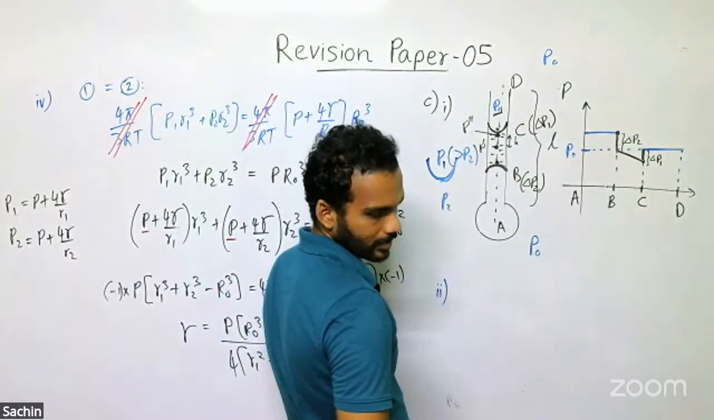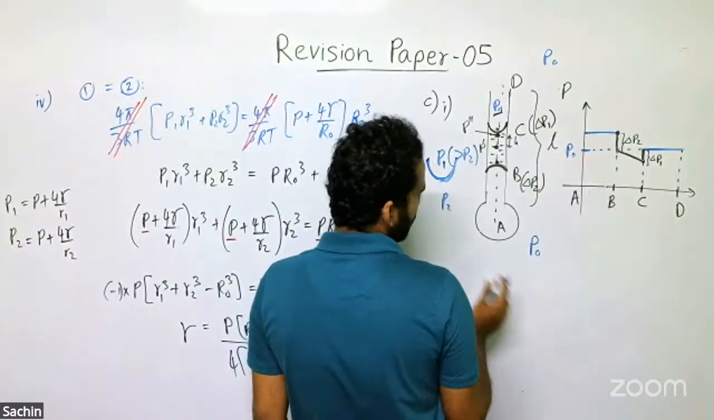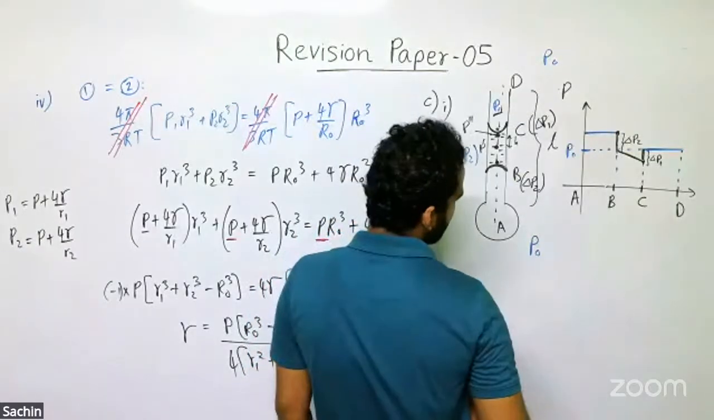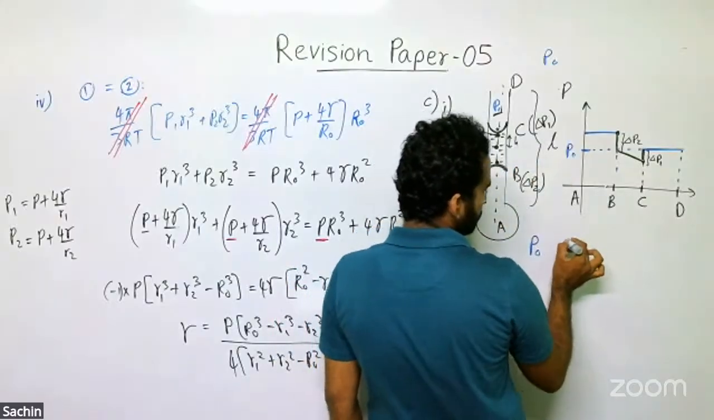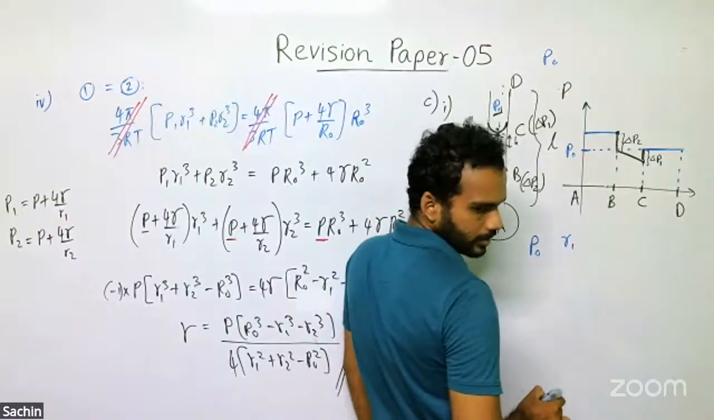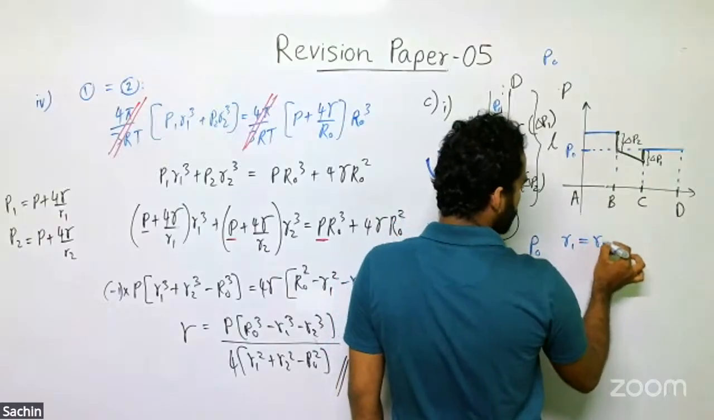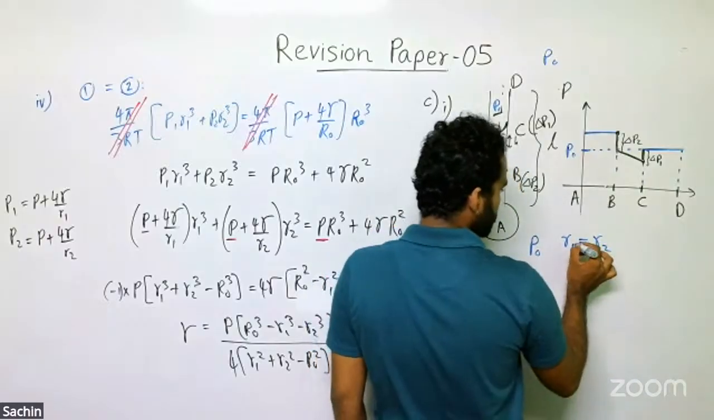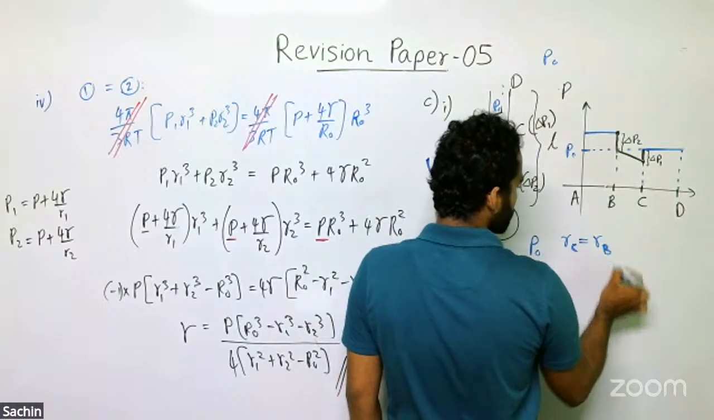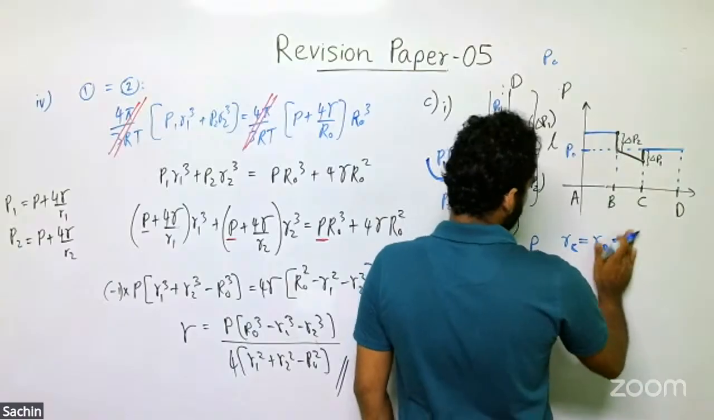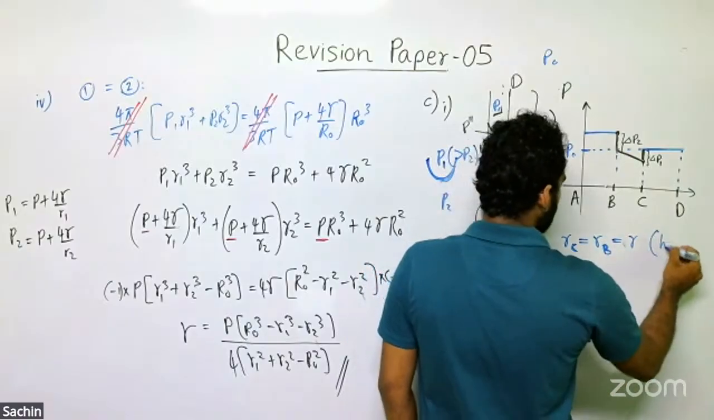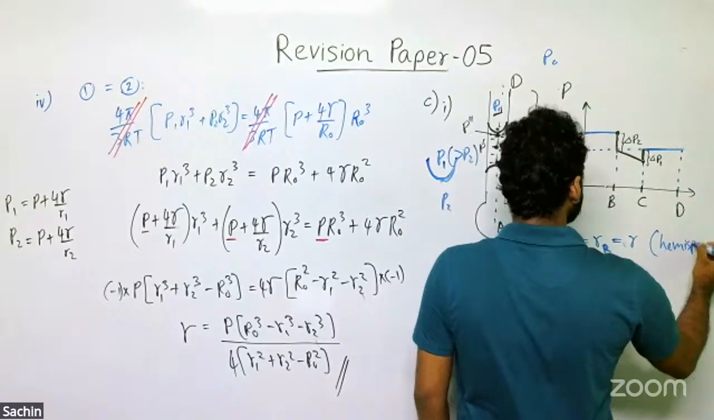So if that is a hemispherical meniscus, the simple thing that you can conclude is, if you consider the radius of both menisci, let's say R_C and R_B, both of them are equal to the radius of the tube. That is because it is hemispherical.